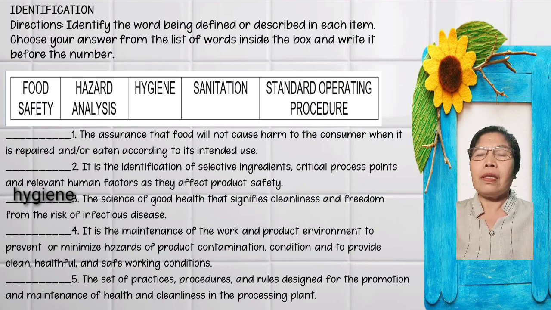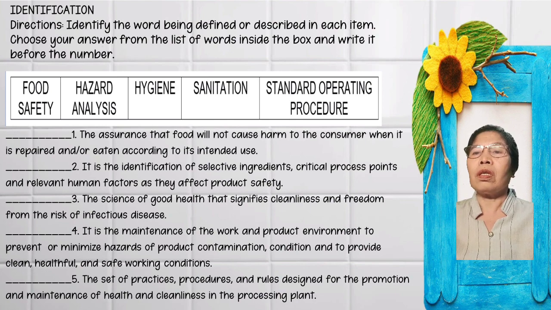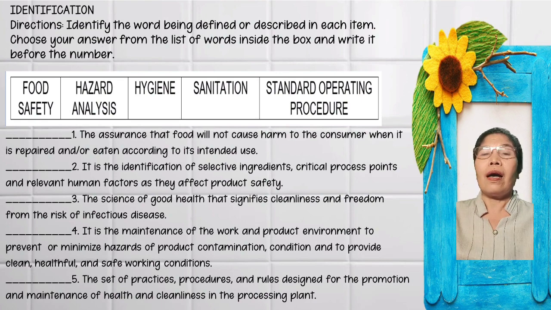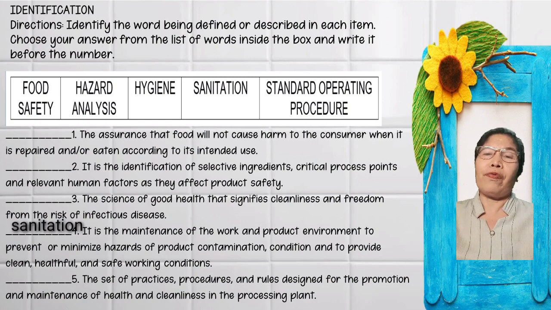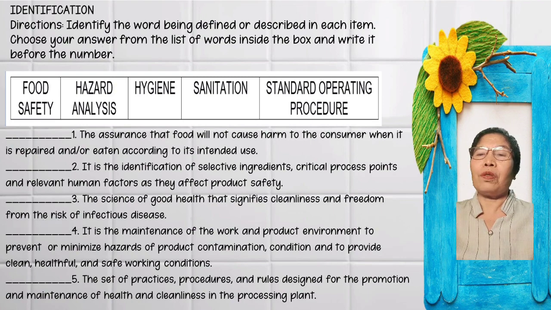Next, number 4. It is the maintenance of the work and product environment to prevent or minimize hazards of products, contamination conditions, and to provide clean, healthful, and safe working conditions. Is it food safety, hazard analysis, hygiene, sanitation, or standard operating procedures? Nice answer. The correct answer is sanitation.